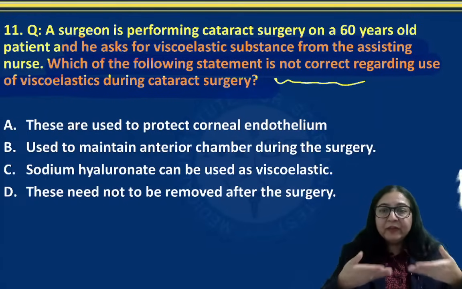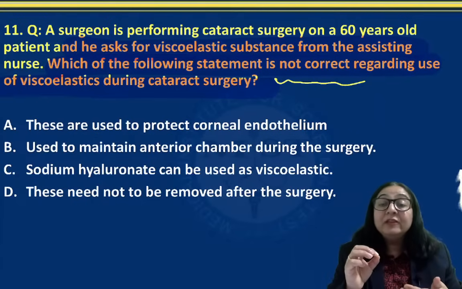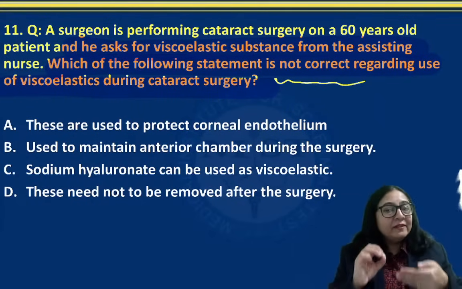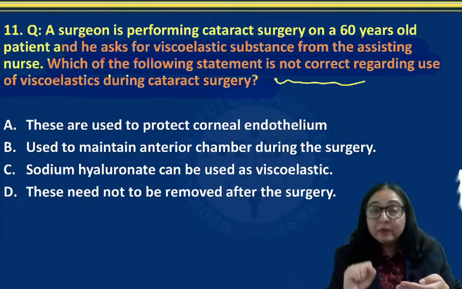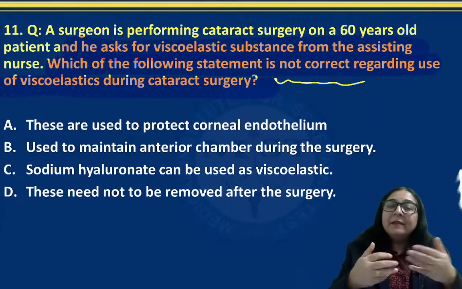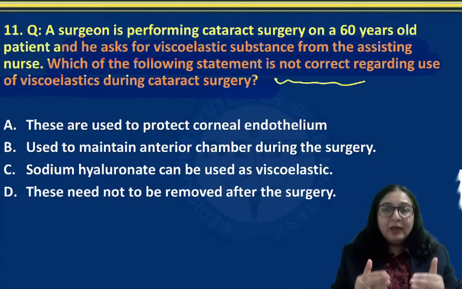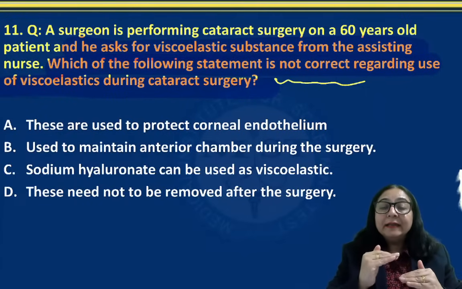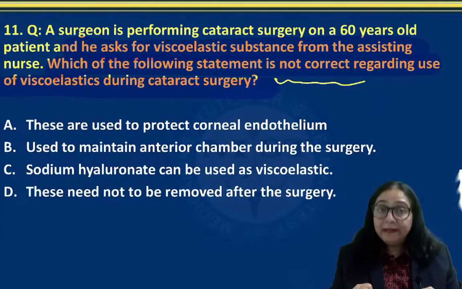Then the other thing is, when you are using the instruments in the anterior chamber, you can cause injury to the corneal endothelium. Especially elderly people, and people who already have endothelial dystrophies, for example Fuchs endothelial dystrophy, might have more endothelial damage during surgery. So to prevent this endothelial damage, these viscoelastics coat the inner surface of the cornea, that is the endothelium, and protect the corneal endothelium.